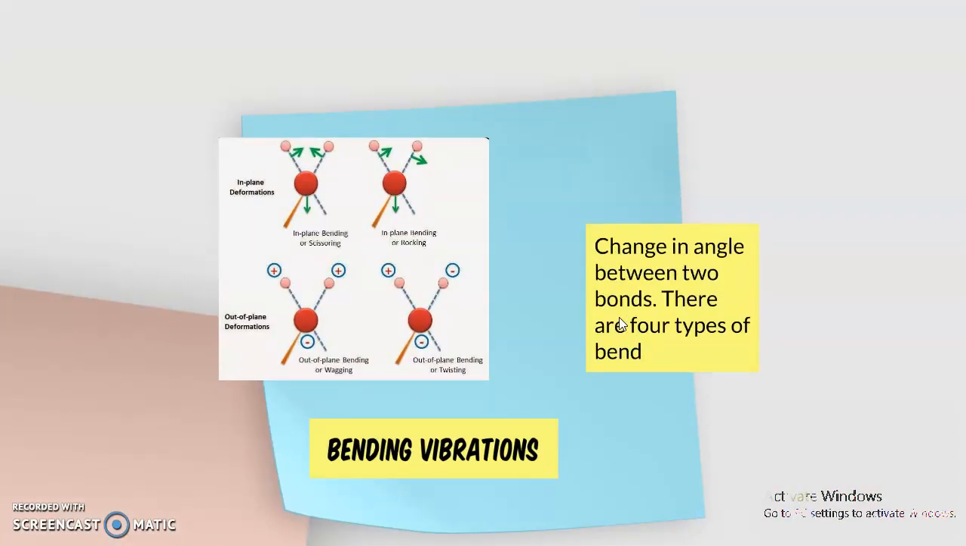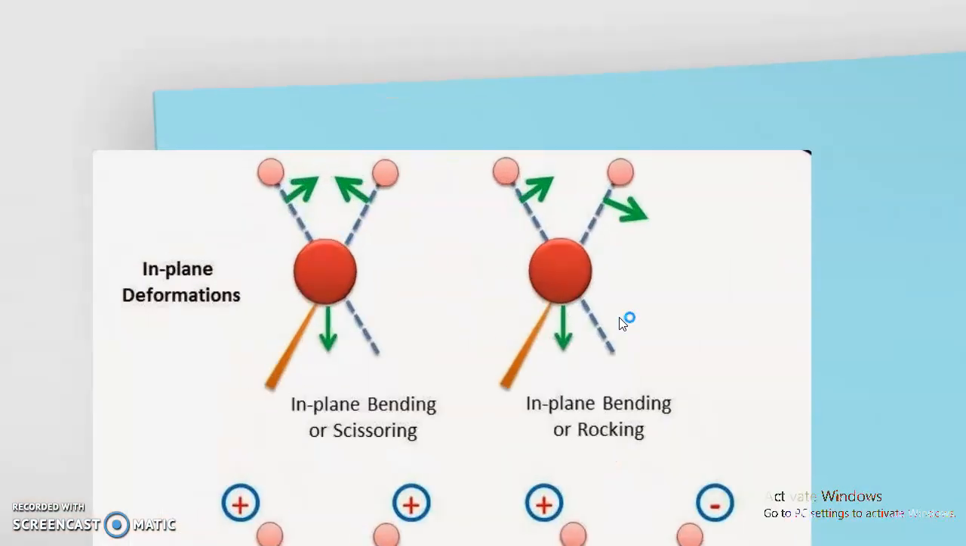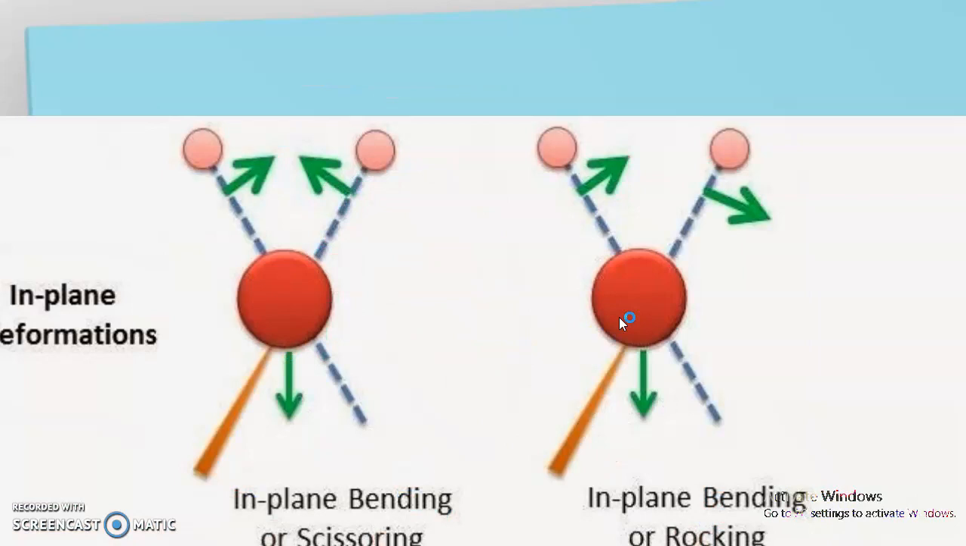The second type is bending vibrations. What are bending vibrations? Changes in the angle between two bonds. So here the interatomic distance remains the same, but the inter-bond angle changes. So the bond angle is changing. How exactly is it changing? Either the bond angle is changing in one plane, or the bond angle changes out of the plane. So I have two things here: in plane deformations or out of the plane deformations.